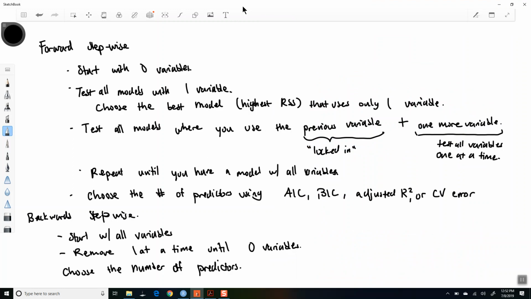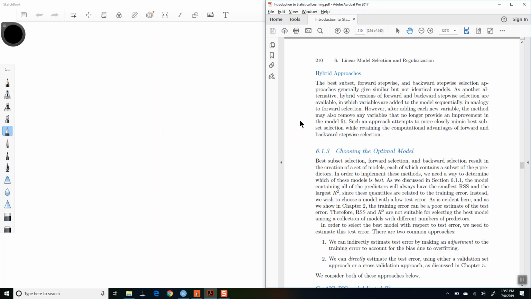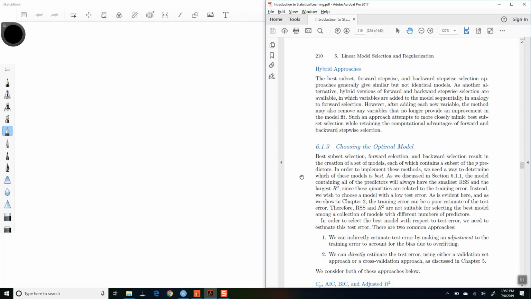Did I mess up? Oh yeah, sorry. Highest R-squared or smallest RSS. You are right, you are right. Highest R-squared or lowest RSS, exactly. Okay, good catch. Yeah, we don't want the highest RSS, which is infinity. Okay, so that's subset selection, and it works.